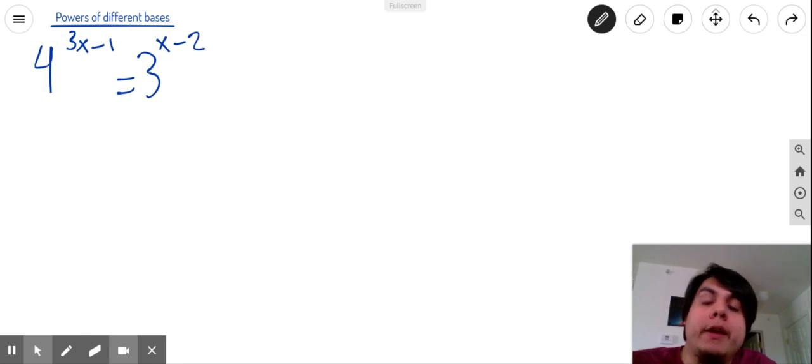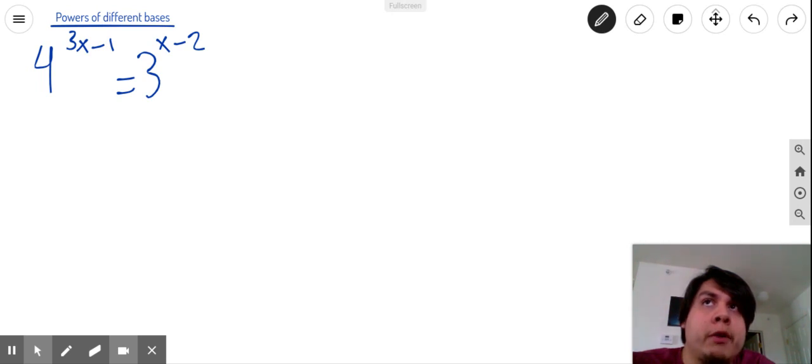Hey guys, welcome back. So, we talked about the powers of same bases. Now let's talk about powers of different bases. So, for this problem, we have 4 to the 3x minus 1 power is going to equal 3 to the x minus 2 power. So, the bases aren't the same, and I can't really rewrite them nicely.